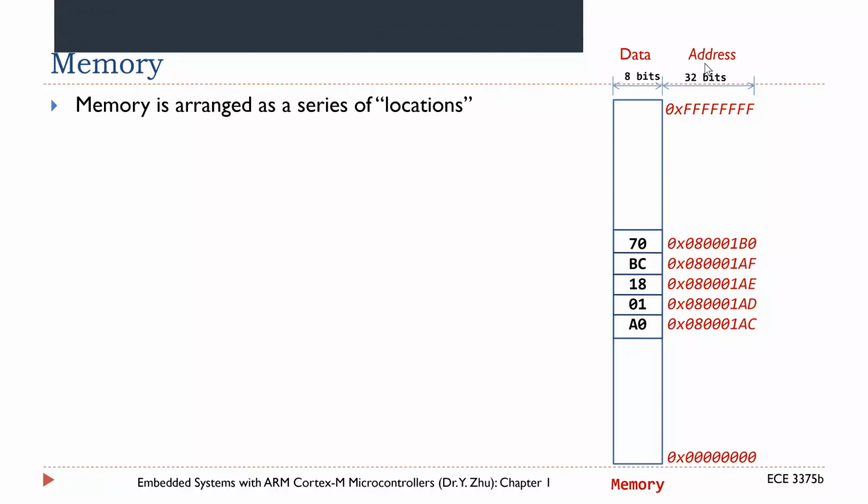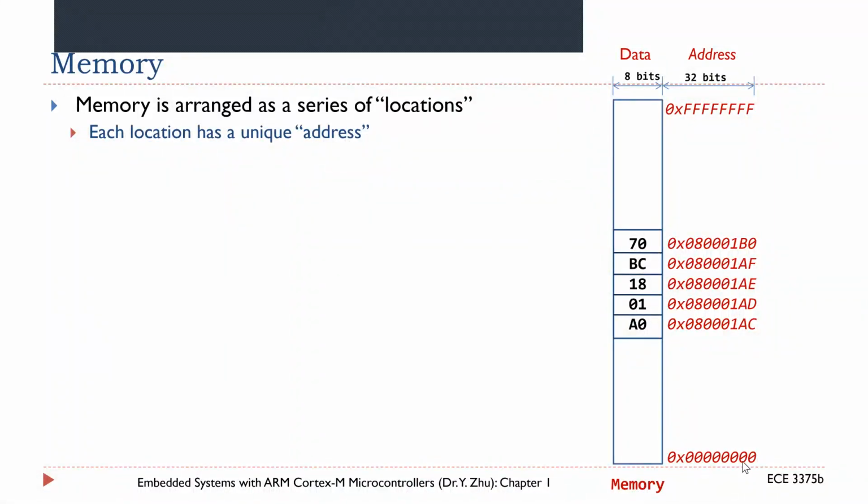So the bus would be the total number of bits for the processor, and that would refer to the different locations of the memory. Since we have 32 bits, and 32 bits would have 2 to the power 32 different combinations, each location has a unique address. And that would be 32 bits.